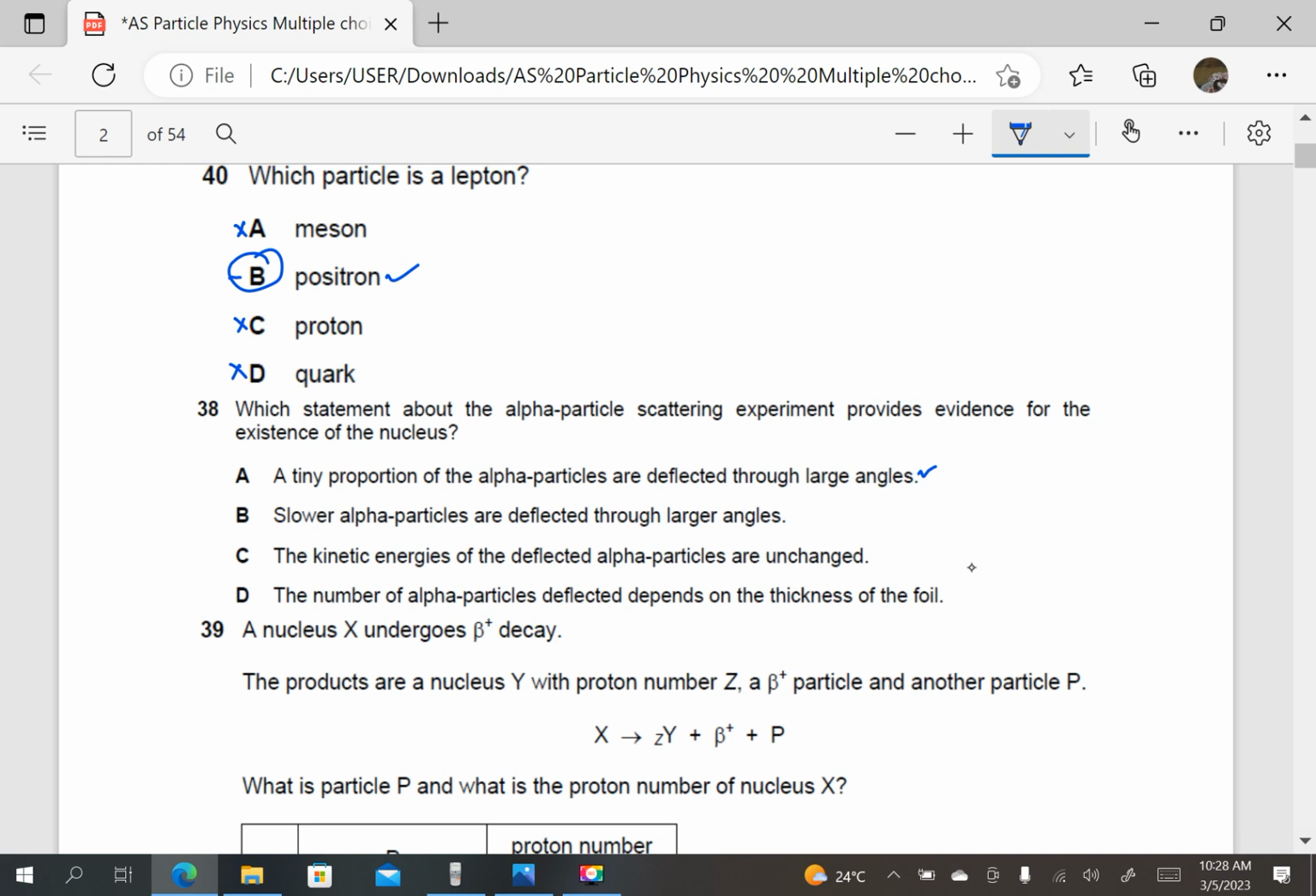Slow alpha particles are deflected through larger angles. That is not true. That one does not actually provide evidence for the existence of a nucleus. The kinetic energies of the deflected alpha particles are unchanged. That one is not true. The number of alpha particles deflected depends on the thickness. Most of these are true, but they don't provide evidence for the existence of the nucleus. But deflection through large angles of a tiny proportion is what shows that there is a positively charged nucleus.